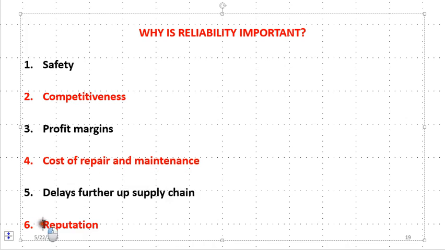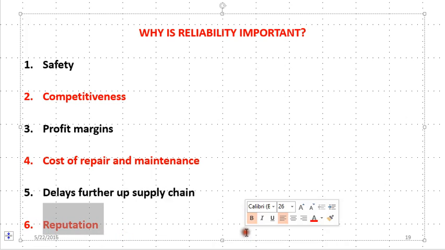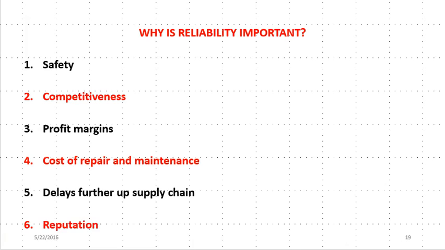And finally, it affects the reputation of the company. Chinese products have a bad reputation because of low reliability. Japanese, American, and UK products have good reliability because they have products which are very reliable.